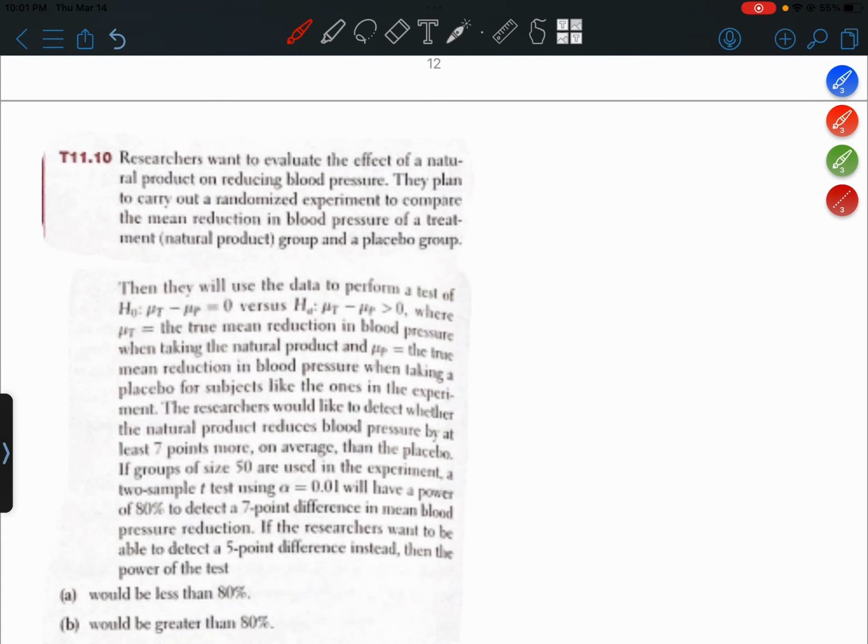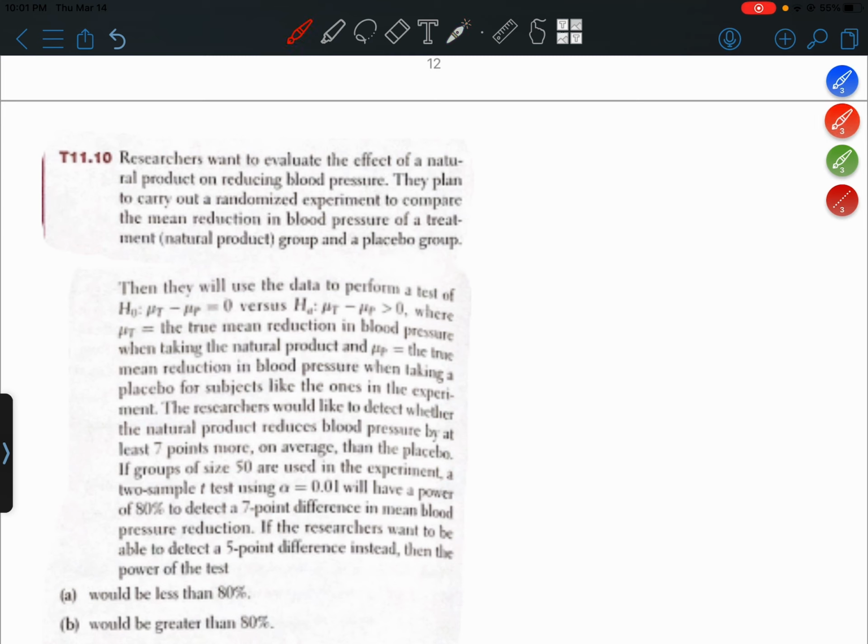T11.10. Researchers want to evaluate the effect of a natural product on reducing blood pressure. They plan to carry out a randomized experiment to compare the mean reduction in blood pressure of a treatment, which is the natural product group, and a placebo group. They will use the data to perform a test of the null hypothesis mu t minus mu p equals 0 versus the alternative mu t minus mu p greater than 0.